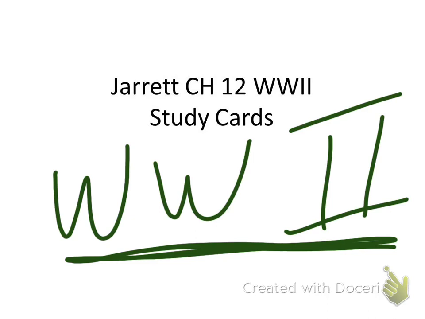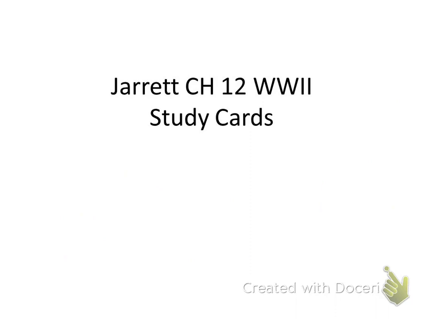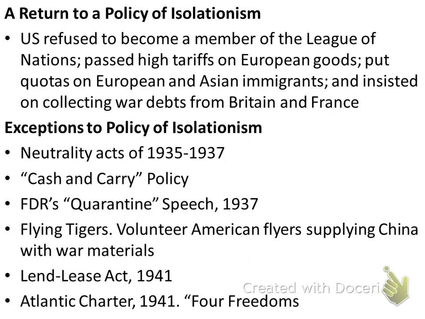Let us begin. Our first card is entitled The Return to a Policy of Isolationism. Now, we have discussed this numerous times. This goes all the way back to George Washington. Through the late 1700s, early 1800s, through the end of the 1800s, up into World War I, we tried to remain out of European affairs as much as possible. We were dragged into World War I, we were dragged into World War II, but this belief that we should remain isolated is something that we have as a nation favored for a long time.